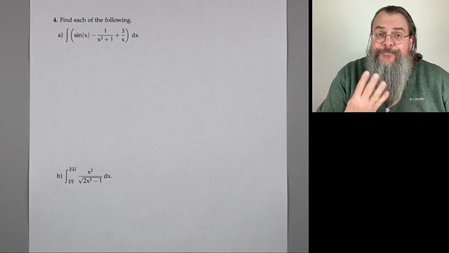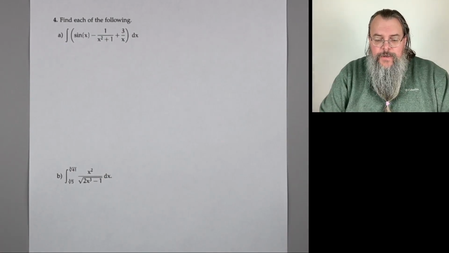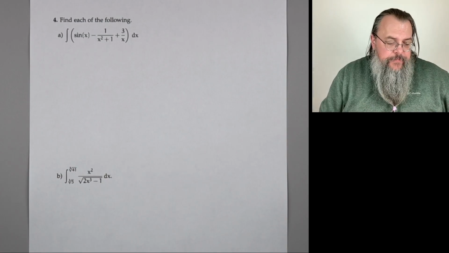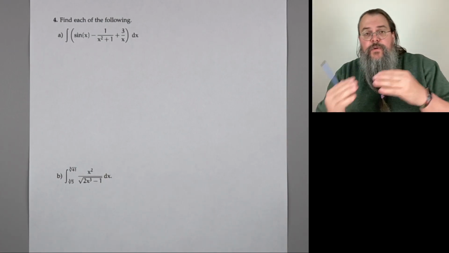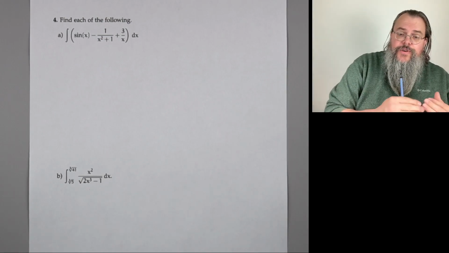Number 4. Find each of the following. So let's start with part A. We have this integral of sine x minus 1 over x squared plus 1, plus 3 over x.